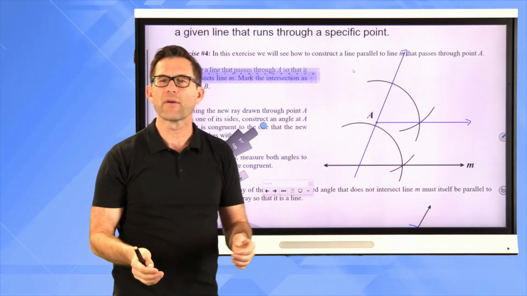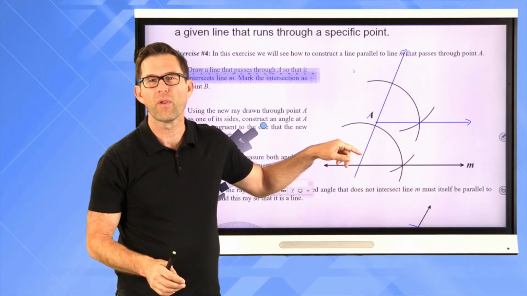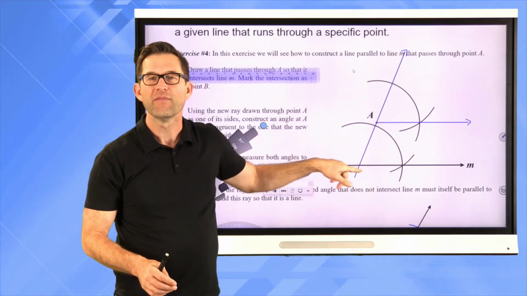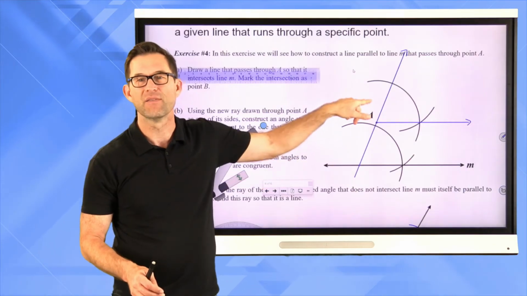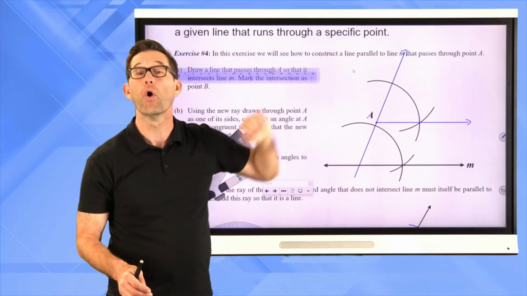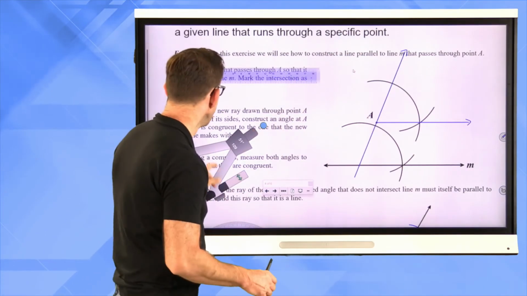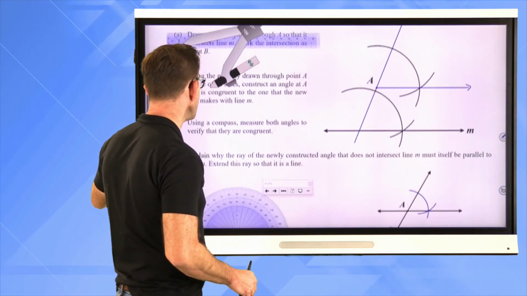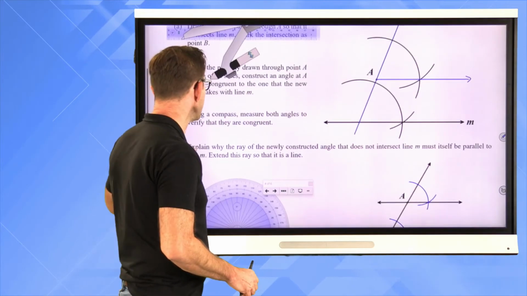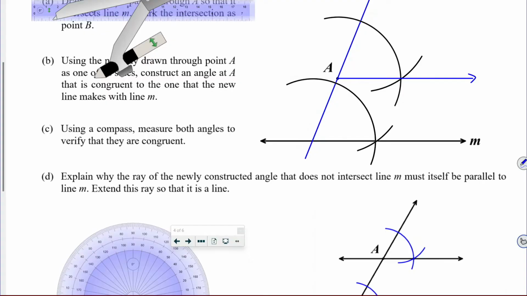The weird thing about it is that the two angles, if you will, have one ray that they kind of share in common, right? At least this ray and this ray sort of overlap. Okay, well, believe it or not, you probably realize we've already constructed a parallel line, but let's just take a look real quick at letter C. Using a compass, measure both angles to verify they're congruent.